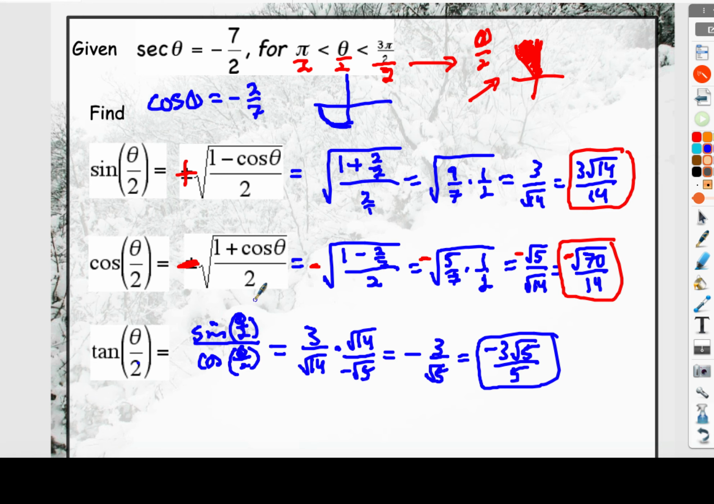So again, that's using our formulas, and that's how that plus or minus comes into play. Remember that you're looking at where would theta over 2 have fallen. Which quadrant is that in? That's going to determine should we have positive answers or negative answers. All right, that's sort of an introduction for you of how to use those half angles.